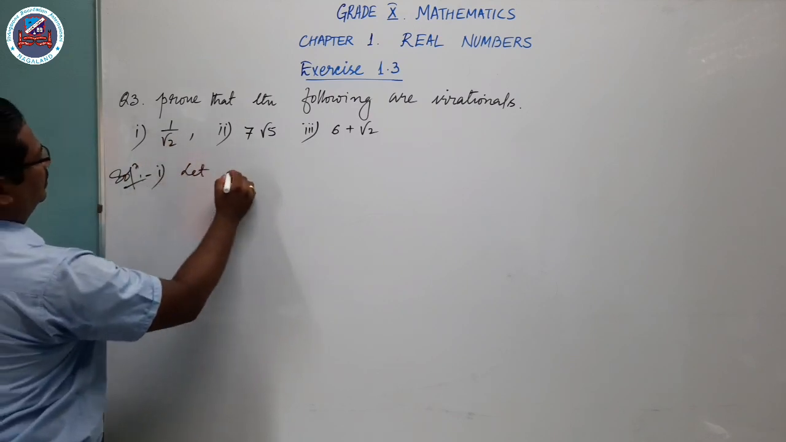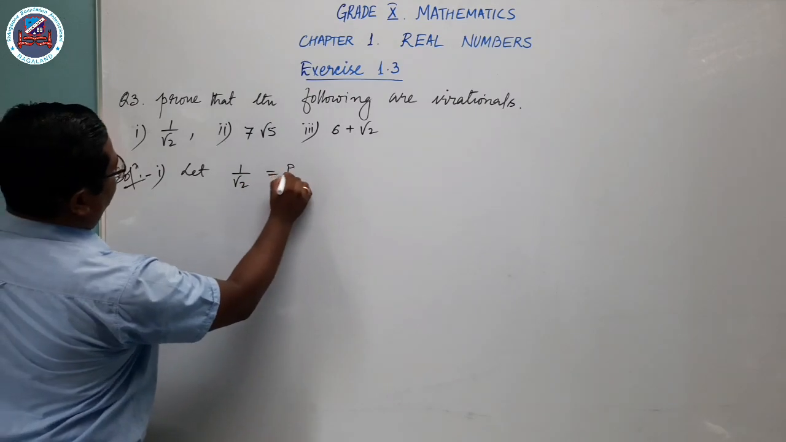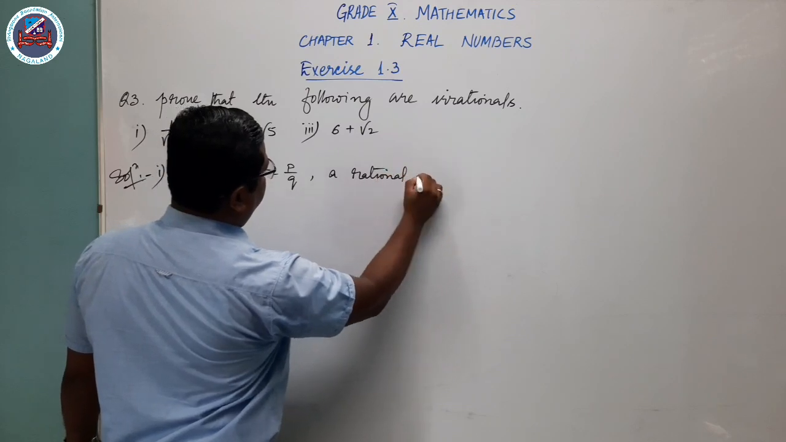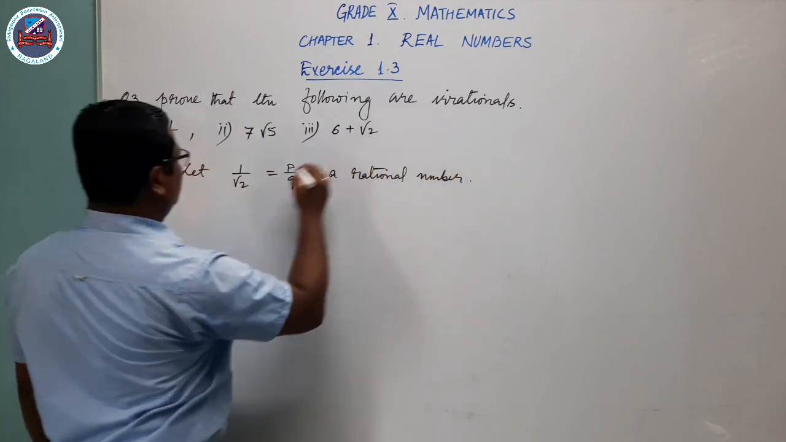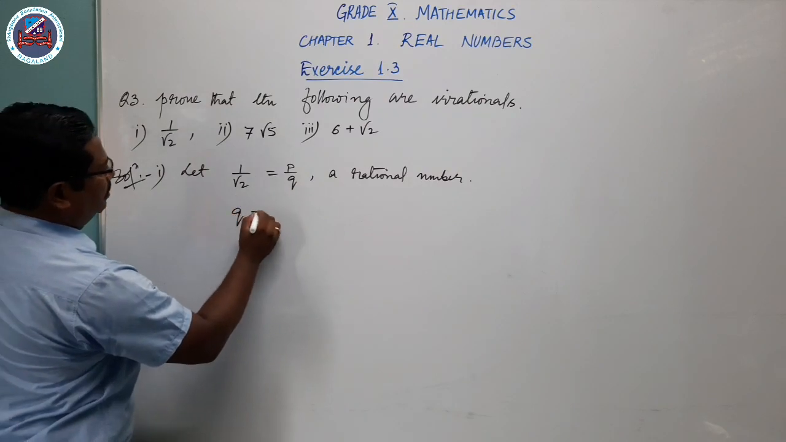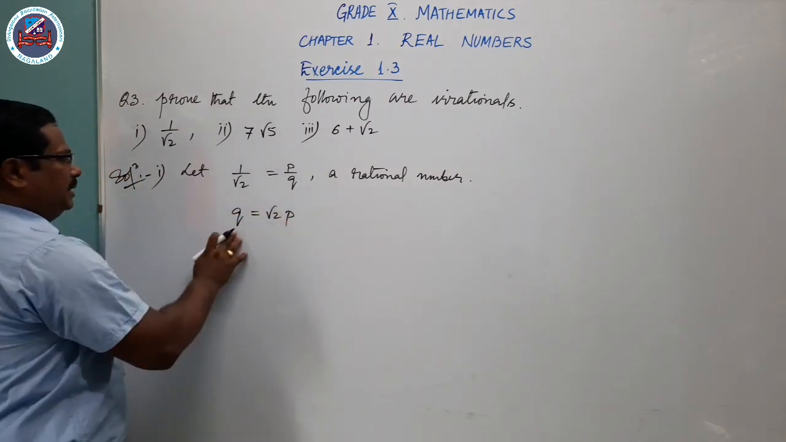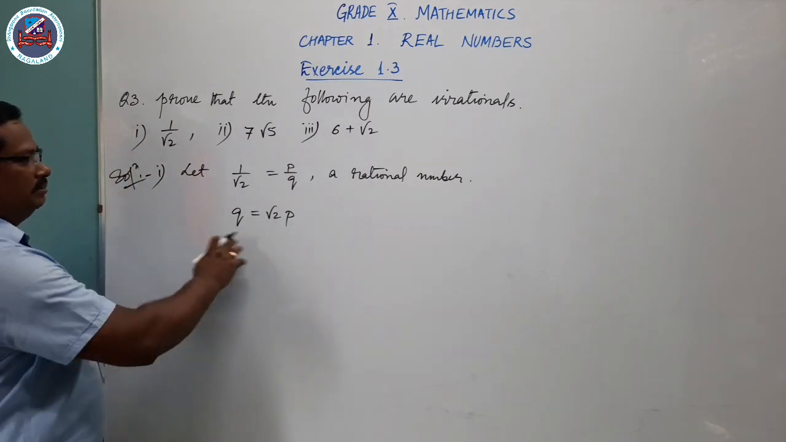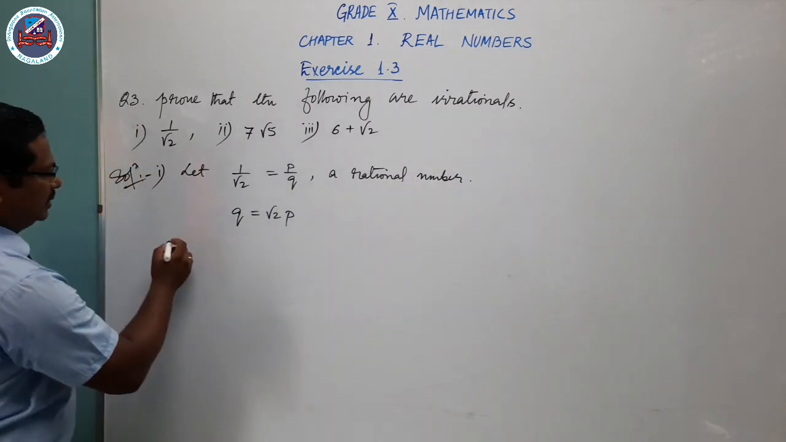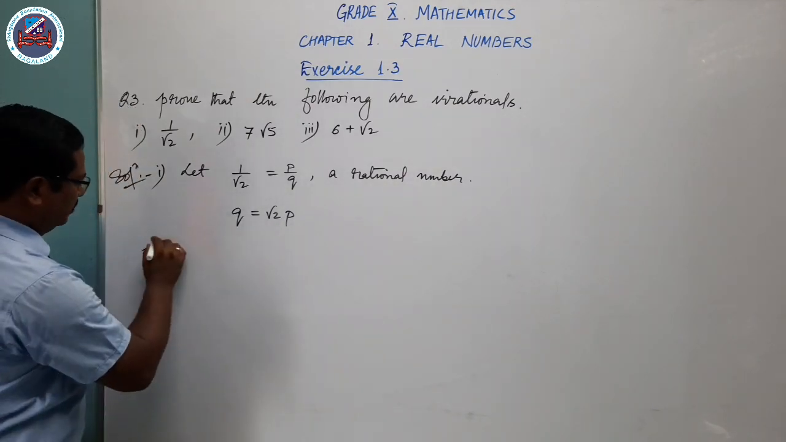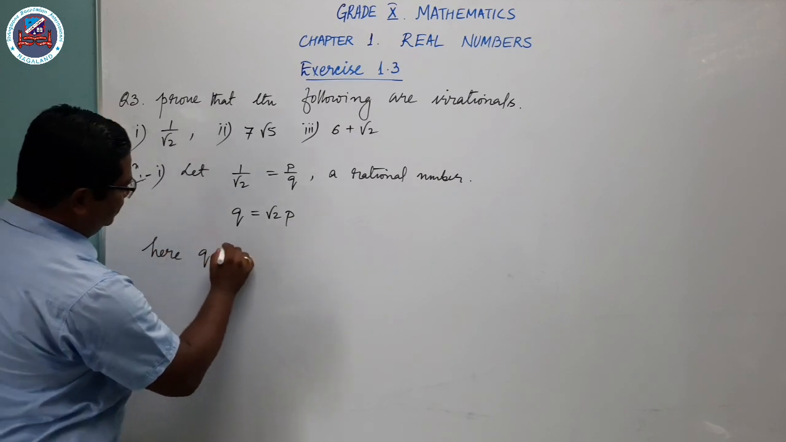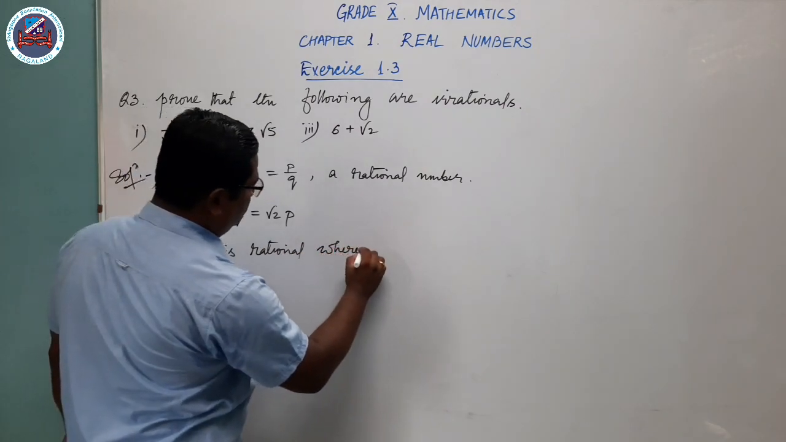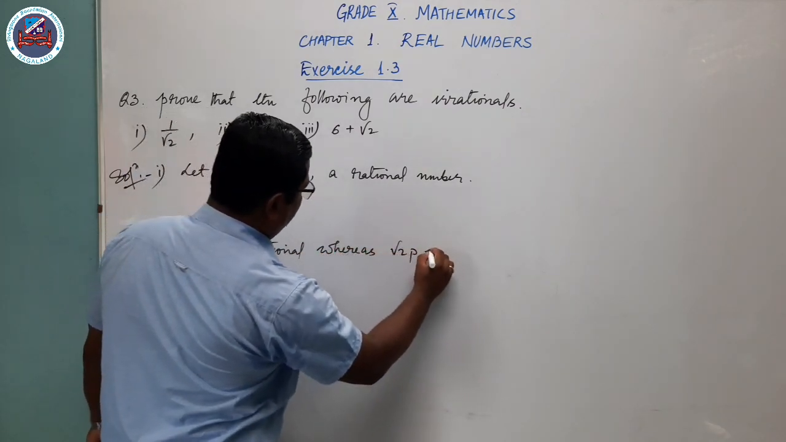Let the first one we are doing, 1 by root 2 equal to p by q, and p by q a rational number. The moment you cross multiply here, q is equal to root 2p. This side became rational, only integer, and here it became irrational. So here also, like the earlier question, you write down, since a rational number cannot be equal to irrational number, of course here q is rational, whereas root 2p is irrational.